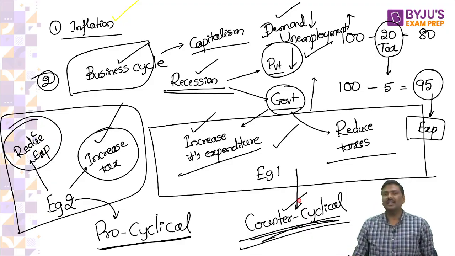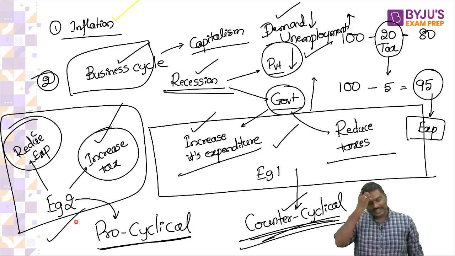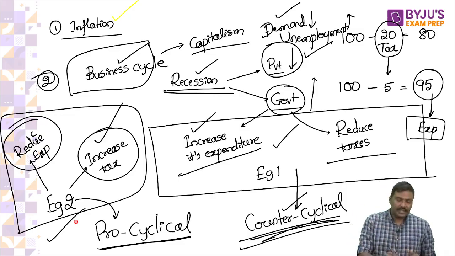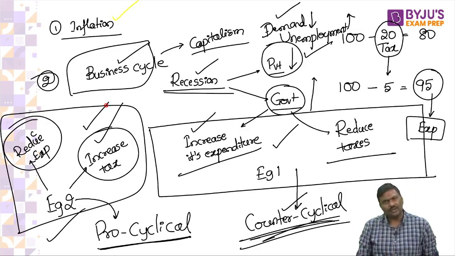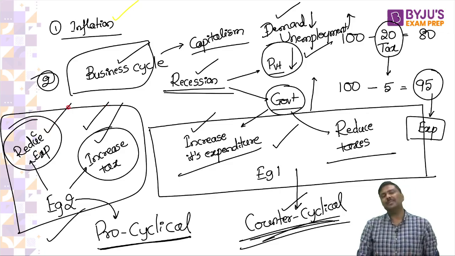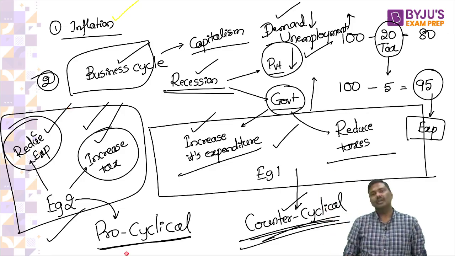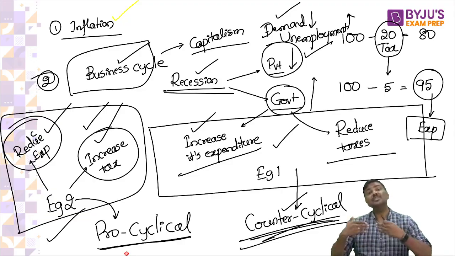Give an example of pro-cyclical, you ask. My dear, listen to whatever I say. If the government increases the tax rate, what will happen to demand? Demand will go down further. If the government reduces expenditure, what will happen to investment? Investment will go down further. GDP will go down further. So the recession will become much more severe.